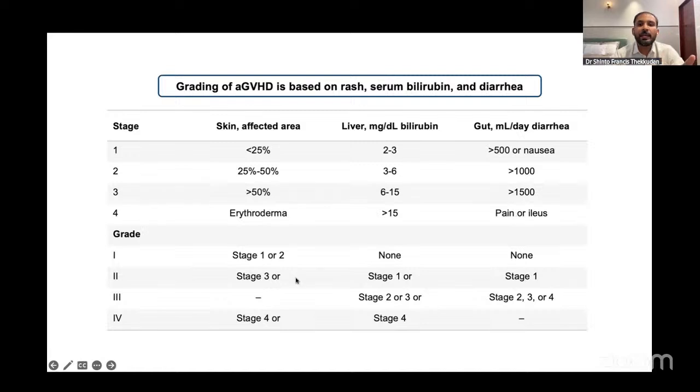Grading: stage 1 or 2 with no liver and gut, only skin involvement, is grade 1. Stage 3 skin or stage 1 liver and stage 1 gut is grade 2. Grade 3 is liver and gut stage 2, 3 or 4. But grade 4 is basically the skin erythroderma, which could even look like burns with exfoliation. That is stage 4 erythroderma, and stage 4 liver. So this is how you stage and grade acute GVHD.